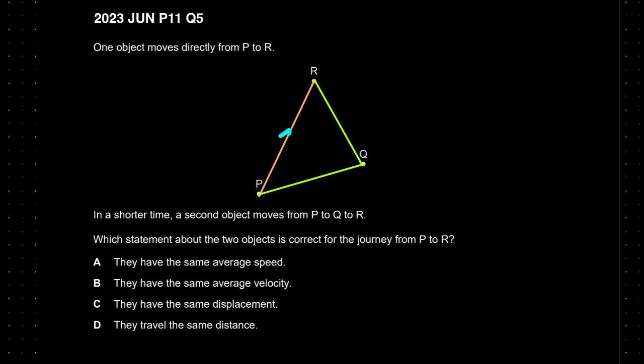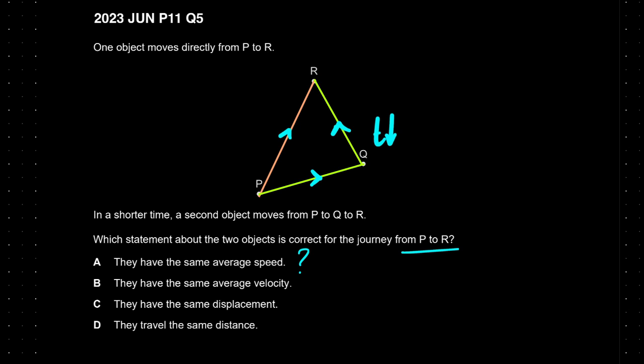So this one went like this, and then like this. And across this one, the time was less as compared to what it was from directly P to R. This statement about the two objects is correct for the journey from P to R. Can they have the same average speed?